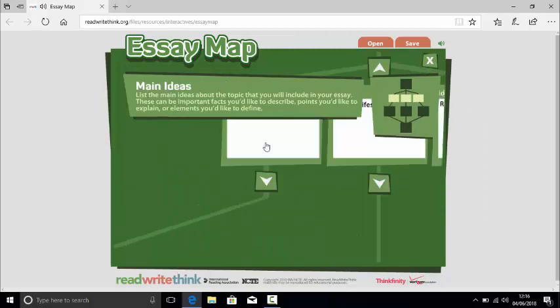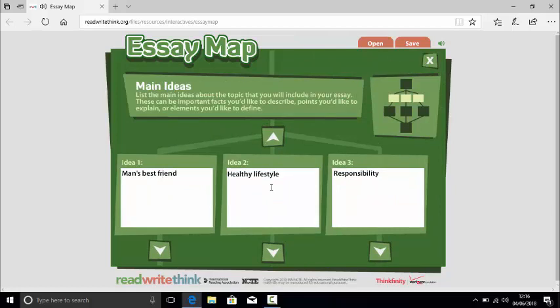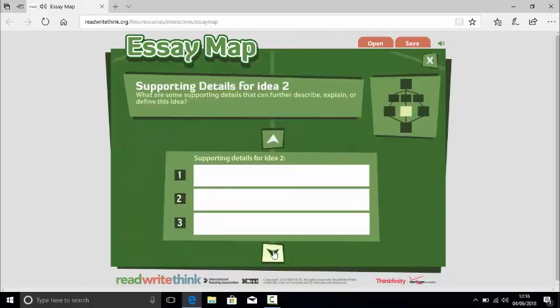Okay, so I'm going to go back up, and now I'm going to go into idea 2. So I've got healthy lifestyle. I'm going to go down, and I want my 3 supporting ideas for a healthy lifestyle. So, walks. My first one is about going on regular walks and that helping with fitness. It's a reason to get out of the house, go for a walk, be on your feet.